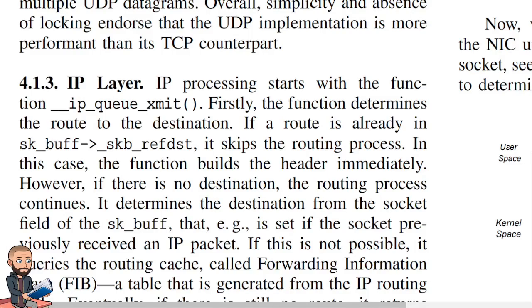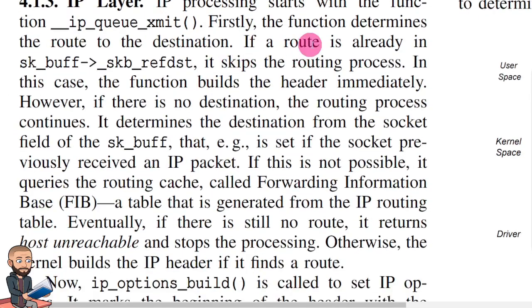Alright, this is part 2 of the path of a packet through the Linux kernel. We're starting at 4.1.3, IP layer. IP processing starts with the function ip_queue_xmit. First, the function determines a route to the destination. If a route is already in skbuf's skb_dst reference, it skips the routing process. In this case, the function builds a header immediately.